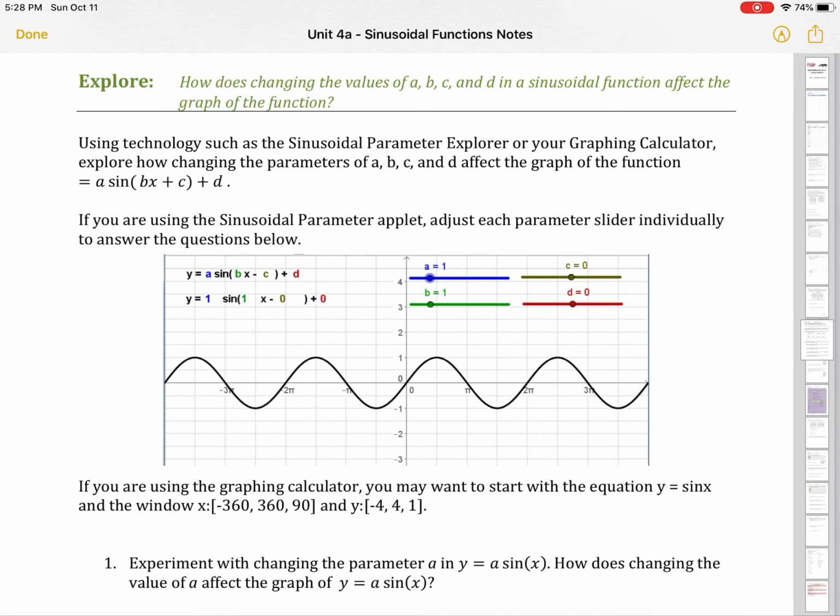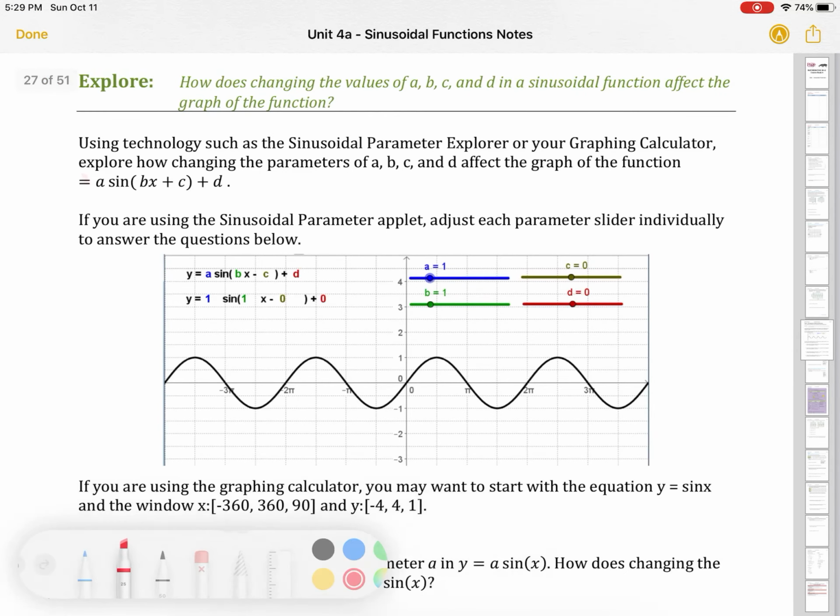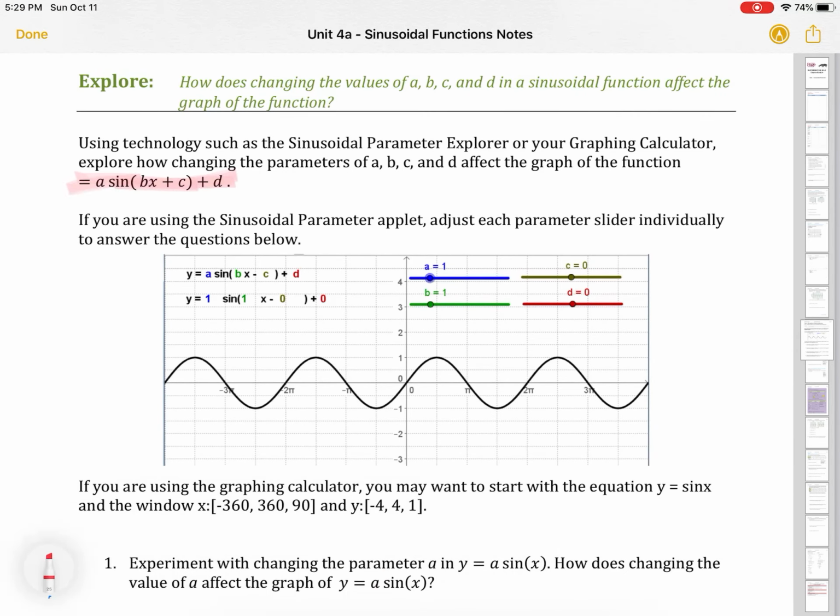The exploration link, it's actually a Desmos calculator, is given, and then you're basically going to put in various values for the given equation, y is equal to a sine b(x plus c) plus d, and just by changing various sliders, you can use this applet. Like I said, I've included a link to use Desmos, and we're going to look at that.